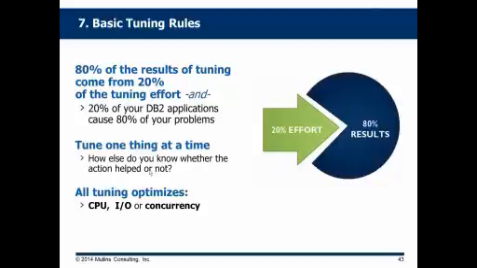Also keep in mind that all tuning optimizes CPU, I/O, or concurrency, or a combination of these three things. You want to be decreasing CPU usage, decreasing I/O, and increasing concurrency. If you're making a change and it's not doing at least one of these three things, fine, it's a change, but it isn't performance tuning.